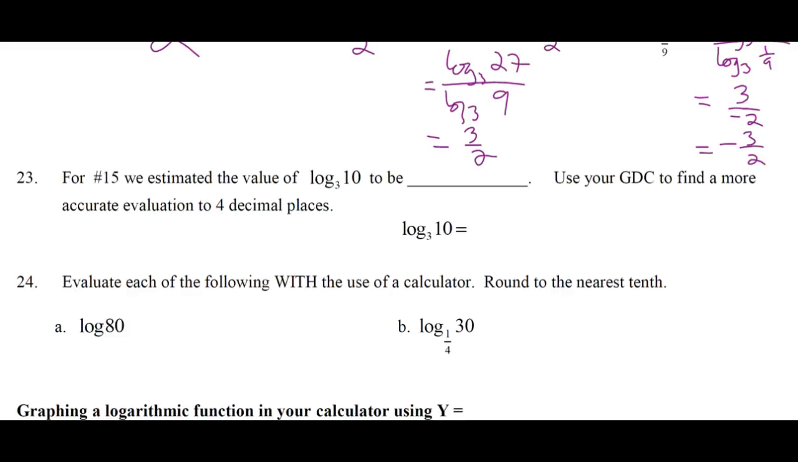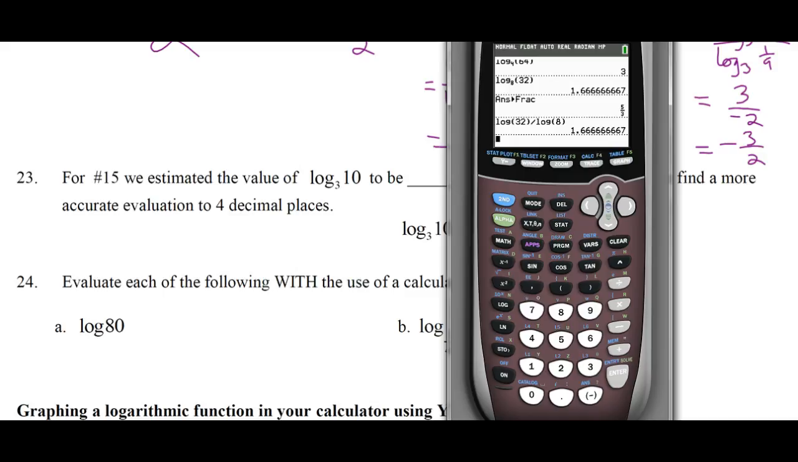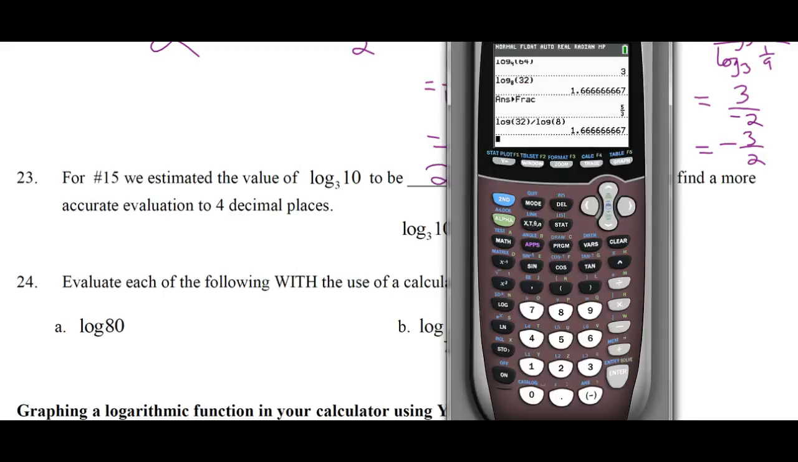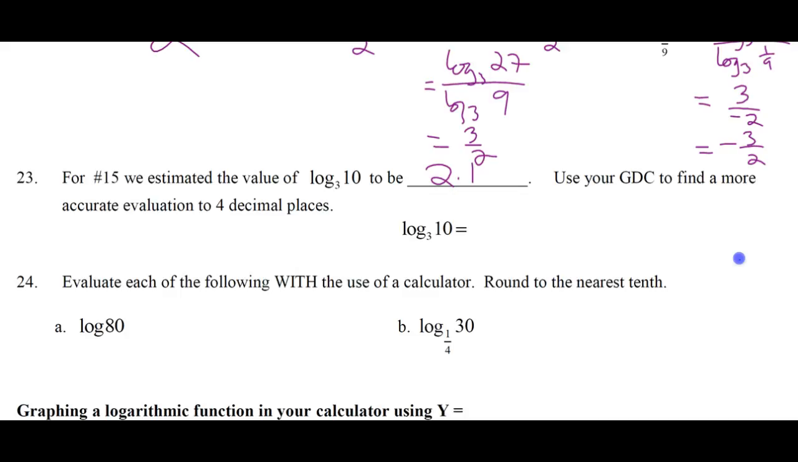For number 15, we estimated the value of log base 3 of 10, but what is the value of log base 3 of 10? Or sorry, we estimated the value of log base 3 of 10 to be like 2.1. What is log base 3 of 10? So we go log 10 divided by log 3, and we get 2.0959, so it's 4 decimals, 2.0959. Okay, and here it was approximately 2.1, right? Was it 2.1?